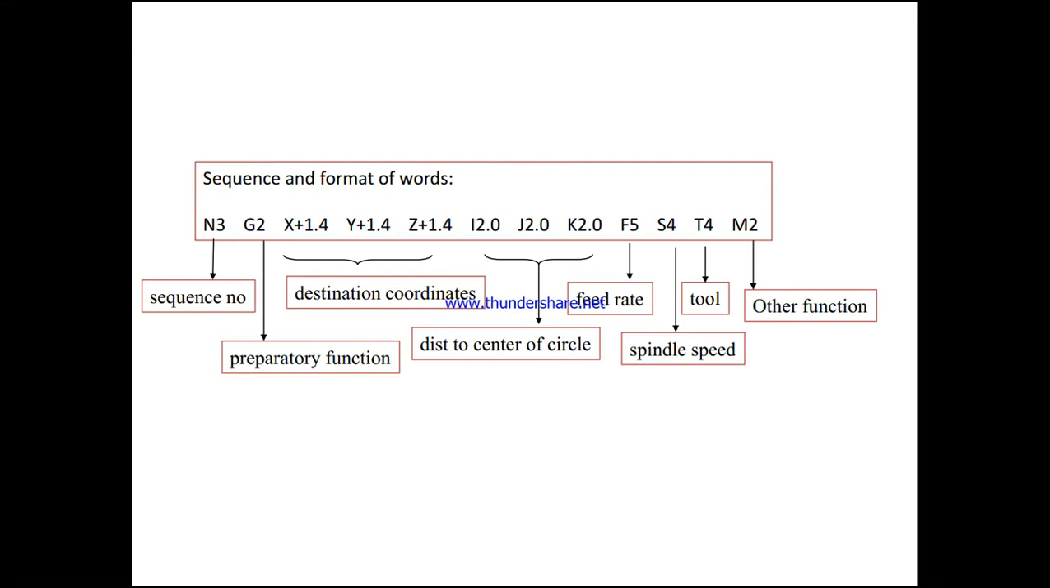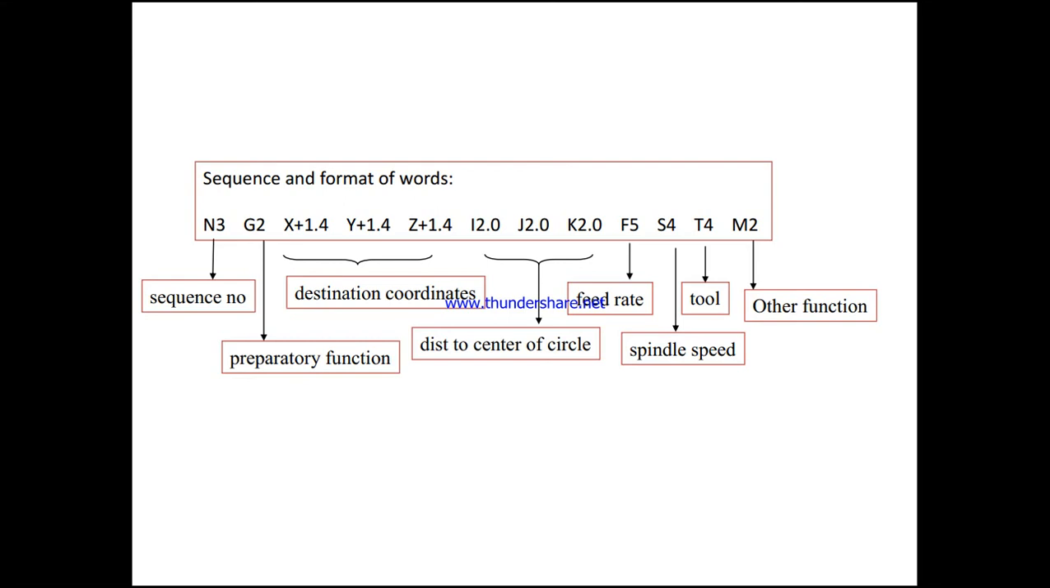So N3, the first one is the N3. N is nothing but the sequence number. G2 is nothing but the preparatory function. So G01, G02, G05, which are the preparatory functions.